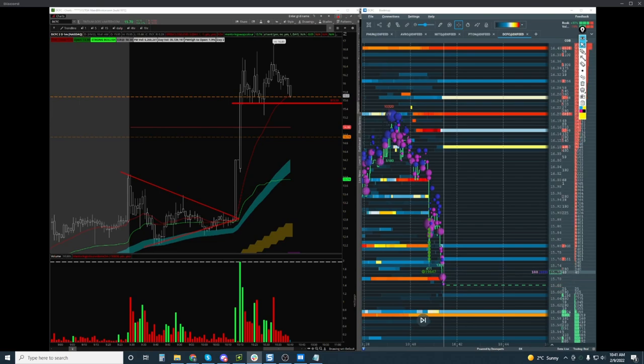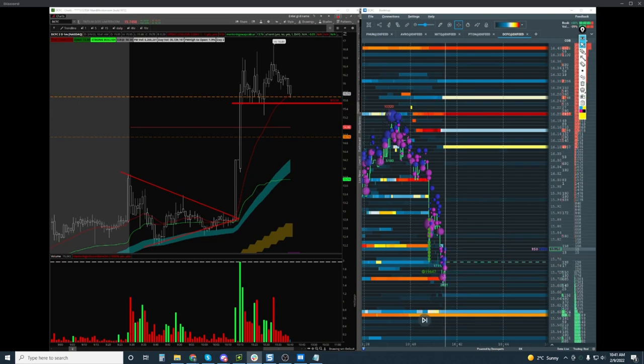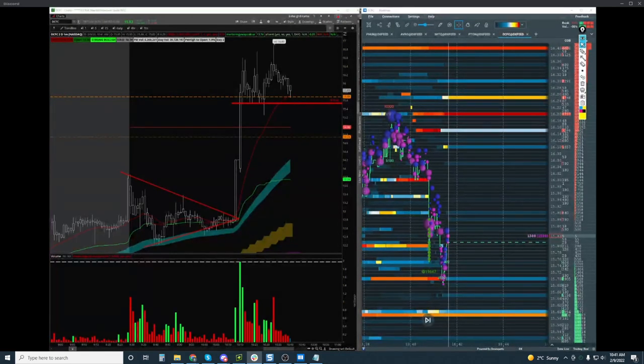Watch the 1570 support over here. Jumping long, very small, at the 74. I took a very small position, risking 70, just looking for a small bounce. Selling 85 partial.